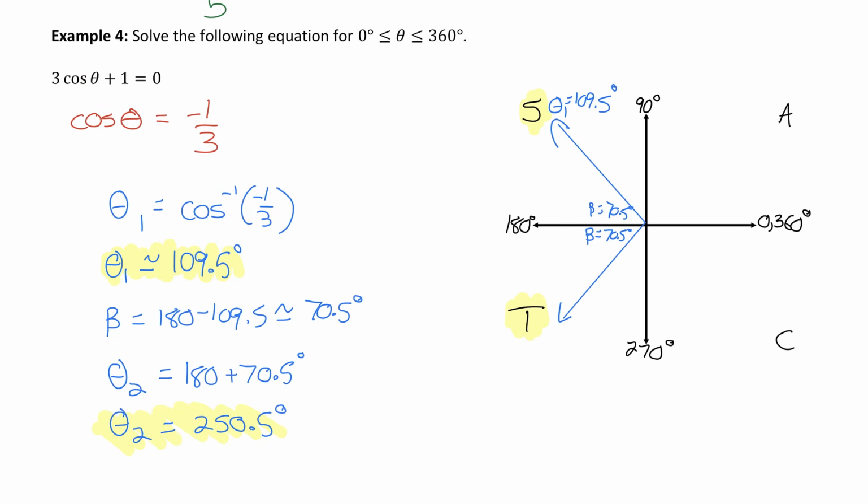And like I said, the alternate way of doing this question, we could have, right at the beginning of the question, we could have found the reference angle, beta, instead of the principal angle, theta, if we had done inverse cos of the absolute value of the ratio, so of positive a third. And if we had done that, the calculator would have given you 70.5 degrees. You could have then put that in both of those spots and then calculated both principal angles accordingly.